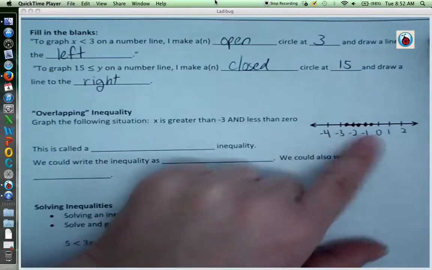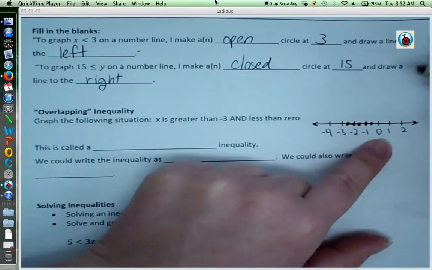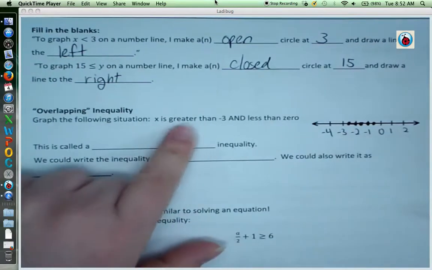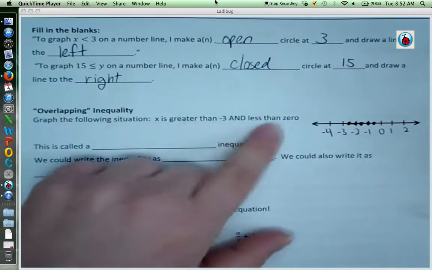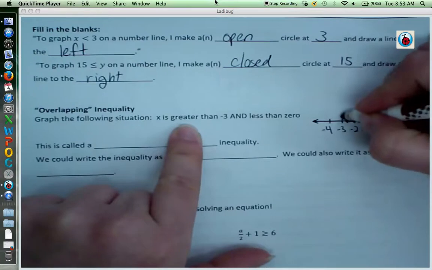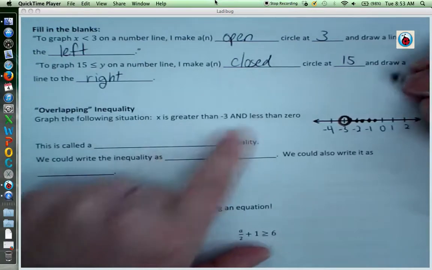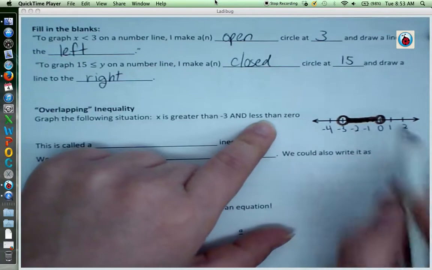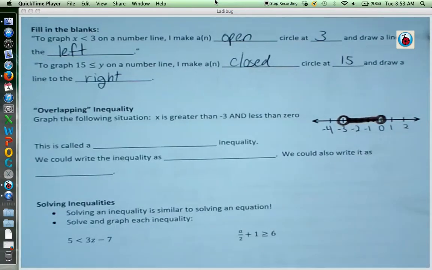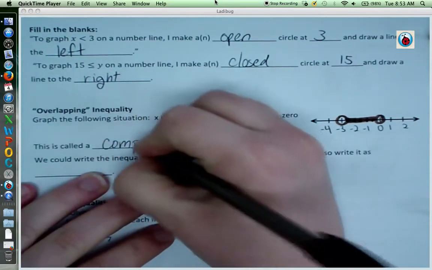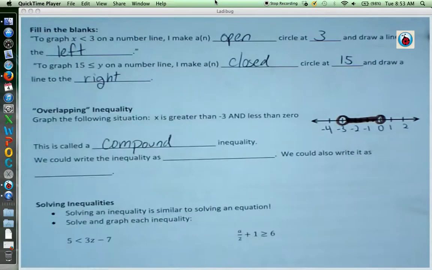What types of circles should I put at -3 and 0? Should I put open or closed? Well, because this only says greater than, not greater than or equal to, and this says less than, not less than or equal to, I'm going to put, for the greater than, an open circle. For the less than, I'll put an open circle at 0, and I'll shade all those numbers in between. This is a special type of inequality. It is called a compound inequality.